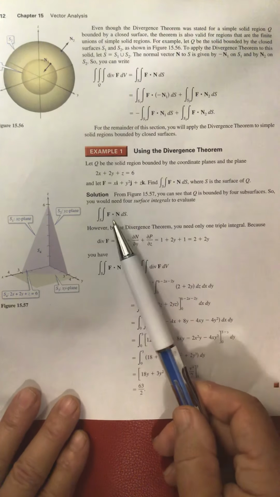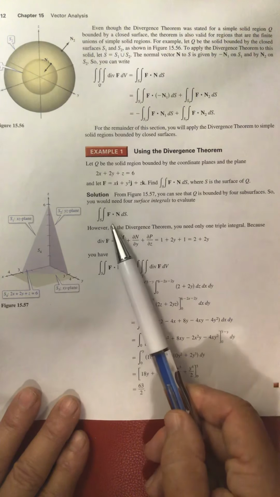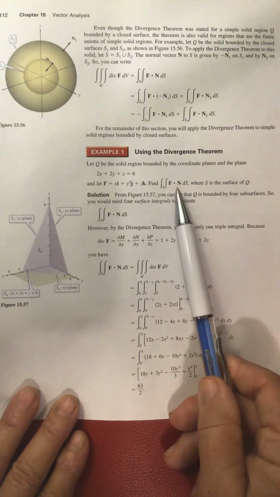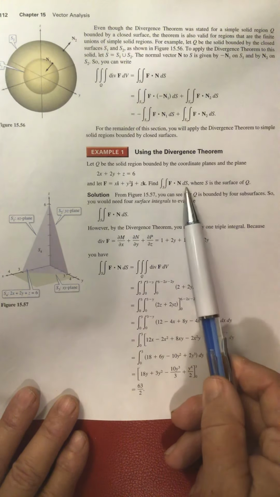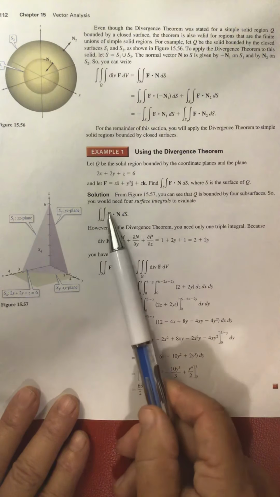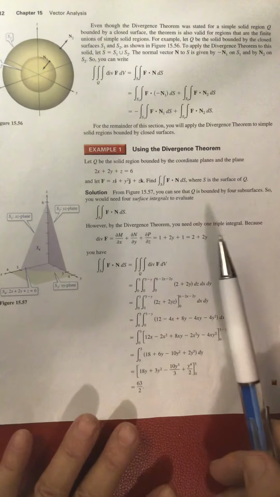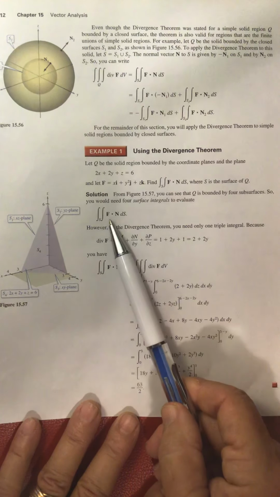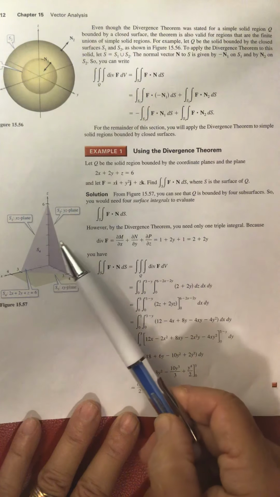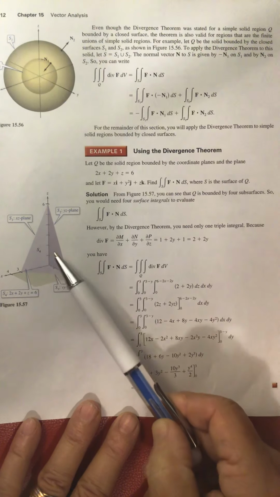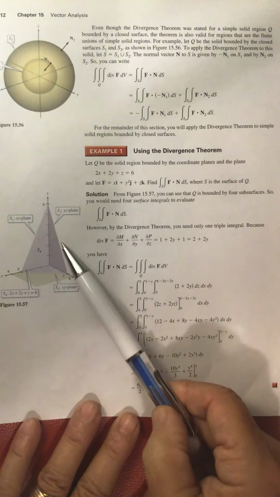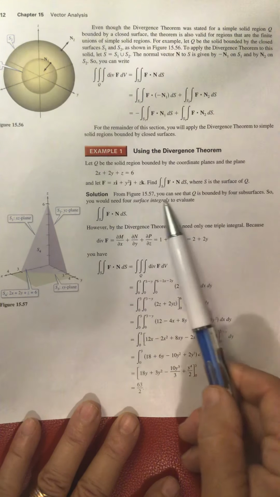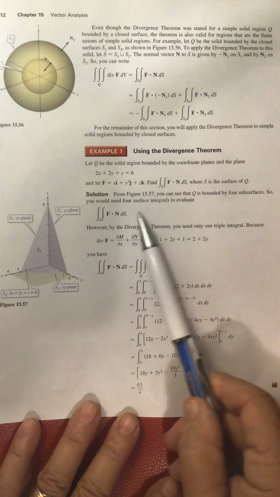So the solution: we're finding this surface integral of F dot n dS. The dS, again, is our problem. But with the divergence theorem, we only need a triple integral. If you were looking at this directly, you would actually have four surfaces: the bottom, the plane, and the two coordinate planes xz and yz. You would have to find four surface integrals to evaluate this.